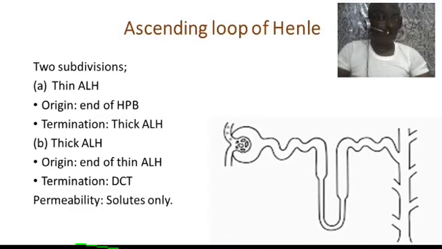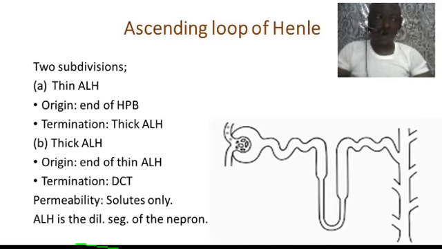Its permeability: it is permeable to solutes. It simply means that the ascending loop of Henle allows solutes to move out and in freely, but does not allow water to diffuse out of it. Hence, the ascending loop of Henle is known as the diluting segment of the nephron. I will explain this when we get to urine formation.